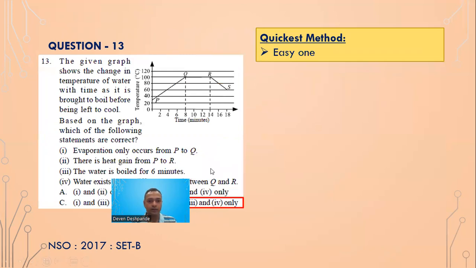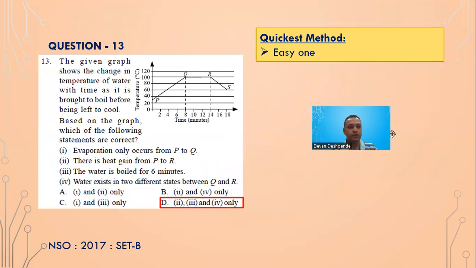Okay, question number 13. The given graph shows the change in temperature of water with time as it is brought to boil before being left to cool. Based on the graph, which of the following statements are correct? So here it is boiling. From 0 to 8 minutes, it is heating. Then at 100 degrees, it is boiling from 8 minutes to 14 minutes. And from R to S, it is cooling. From 14 minutes onwards, it is cooling, isn't it?